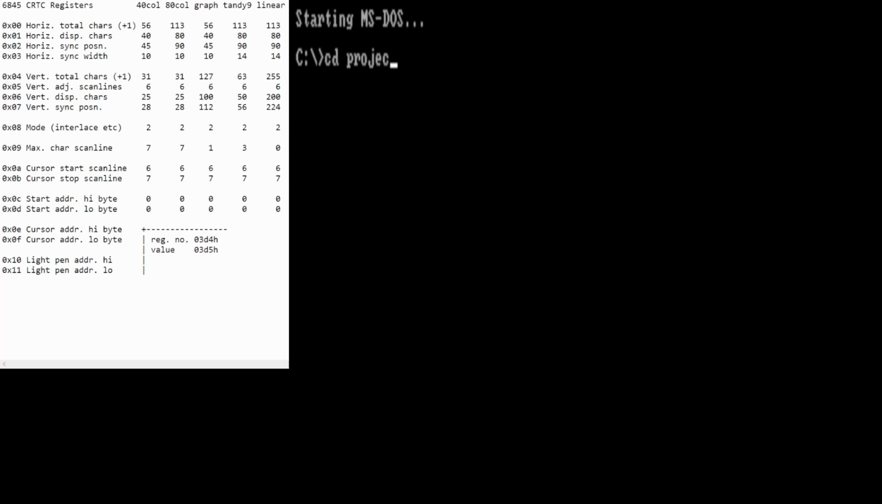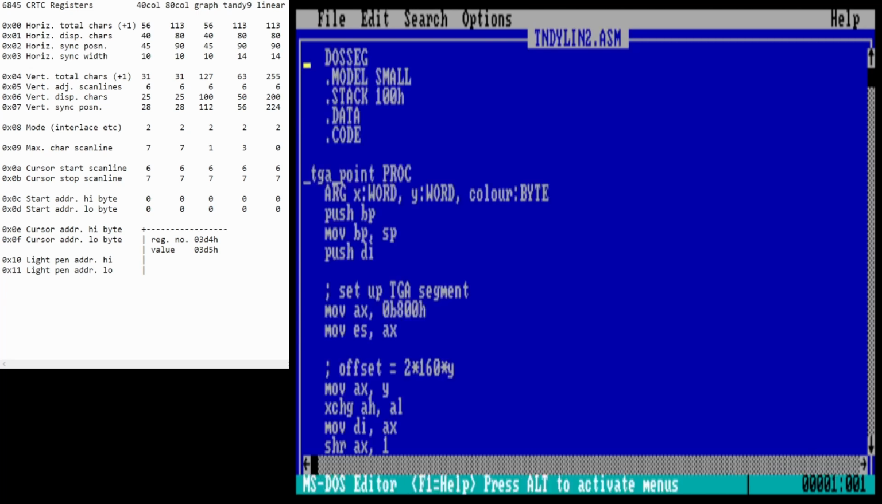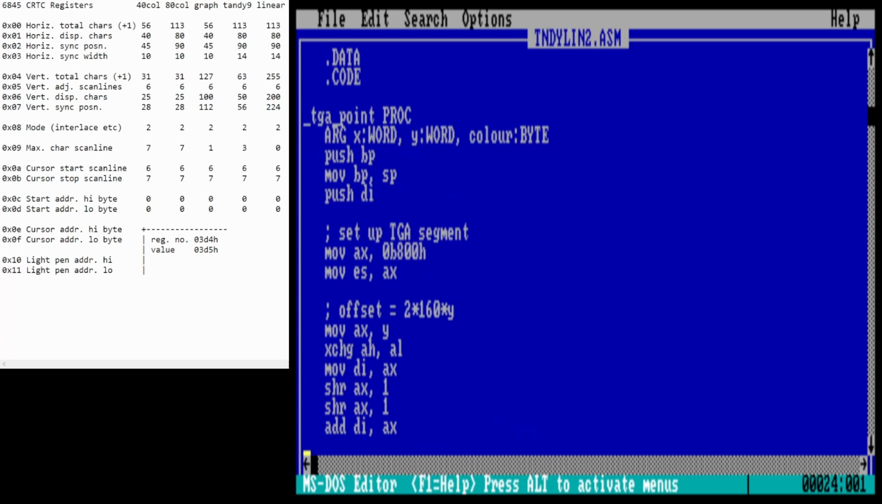Now I've called this program tndylin2.asm, and this can be found in my GitHub as normal. And of course it's not a very complicated program, it's just going to need to set those CRTC registers. But first of all, we want to change our TGA point drawing function to deal with a linearly addressed mode, so that if we get it working, we'll actually be able to see that it's working. So this is the same TGA point drawing function as we had before, it just doesn't deal with the banks anymore. So it's actually shorter, we've taken code out.